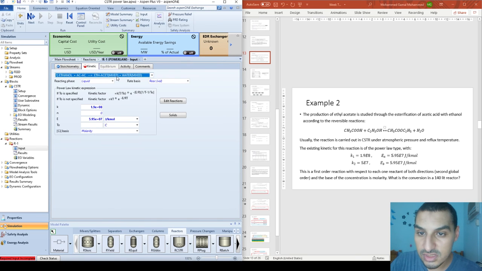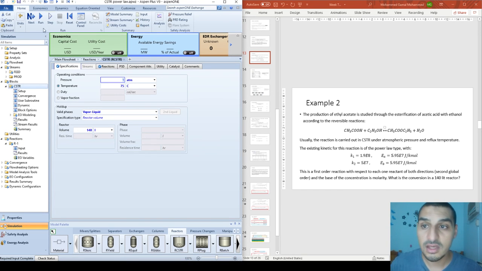So the first reaction is done. Now let's go for the second reaction. It is 5 E7 and the activation energy is 5.95 times 10 power 7. This is joule per kilomole. So now the reactions are totally defined and the CSTR is totally defined.